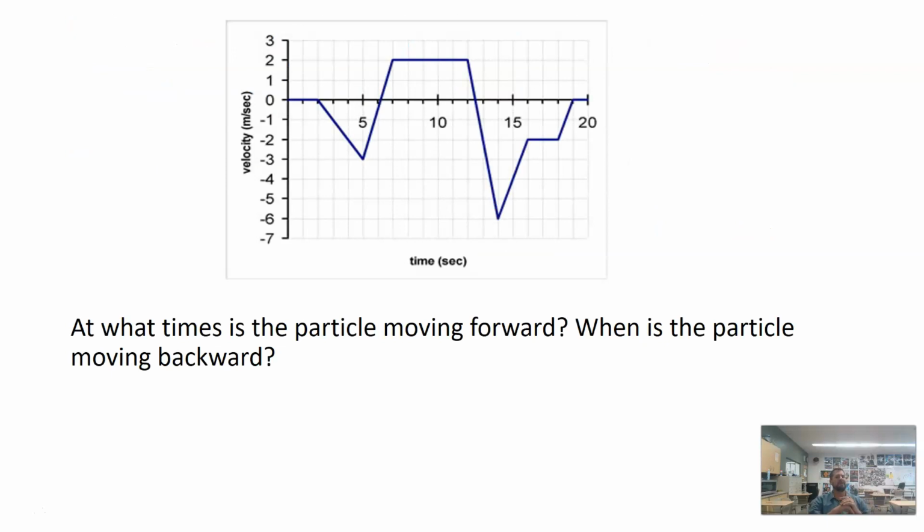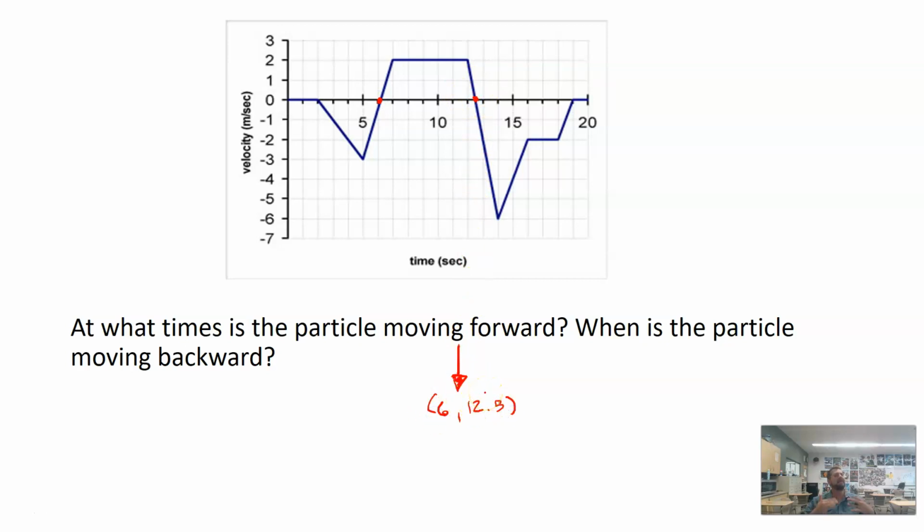Now what we're going to be doing is we're going to be given a velocity graph. Okay, now remember, this is a graph of the velocity. We're no longer looking at position, so we have to interpret this differently. So when the particle is moving forward, I have a positive velocity. That happens from right there to about right there. Now that's kind of hard to see, but I would say that it happens from about 6 to about 12.5 is when it's moving forward.